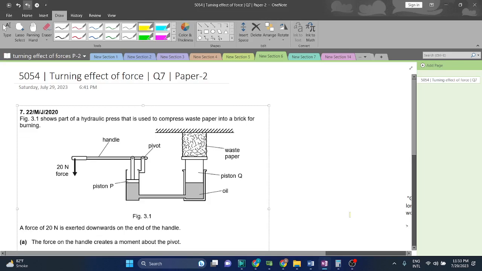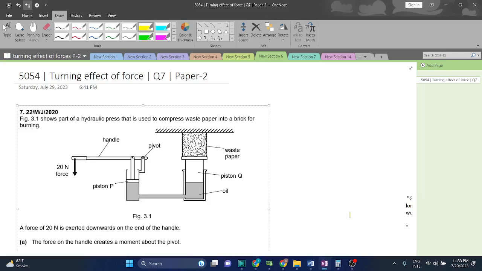Welcome back, guys. अब हम करेंगे Turning Effect of Force, Question 7 of Paper 2 Physics, O Level Physics के Paper 2 Question 7. Let's start.